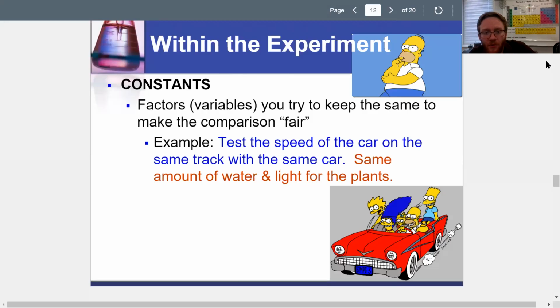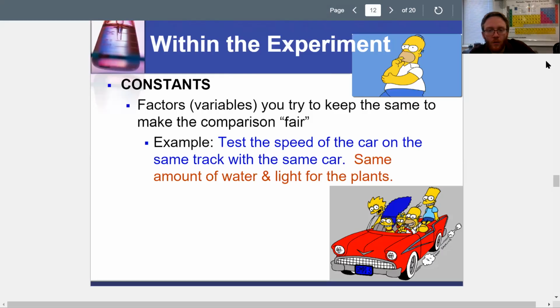So in the example of, for instance, the engine in the car, you've got to test the speed of the car on the same track with the same car. So what you're going to be doing is the only thing you're changing is the engine inside the car. You're not going to change the wheels. You're not going to change the track or the car, because then you're going to have different results. And that's exactly the scientific method. We're currently talking about the scientific method. You want to keep everything the same so that you can say that it was the engine and it wasn't anything else.